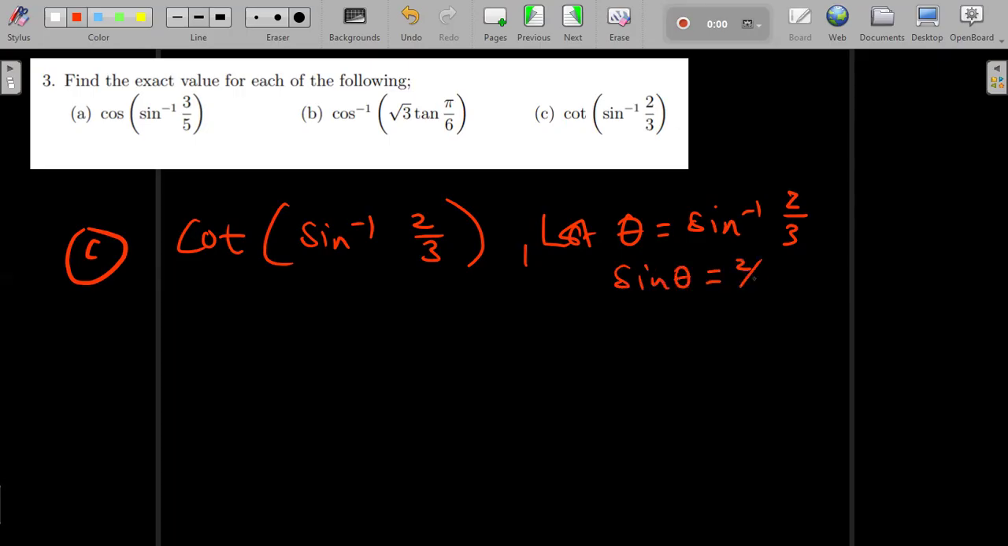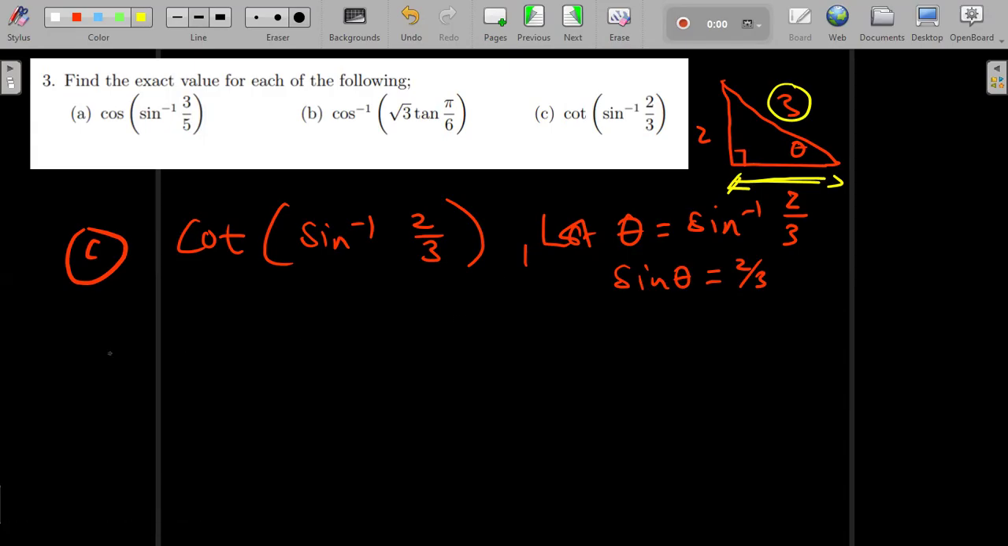So this sine inverse can turn into sine theta is equal to 2 over 3. Then we can draw a right angle triangle, put our theta there, and here 90 degrees. We know that sine theta is opposite over hypotenuse. So the opposite here will be 2, the hypotenuse will be 3. We need to find the value of the adjacent, which I've put a yellow line on.